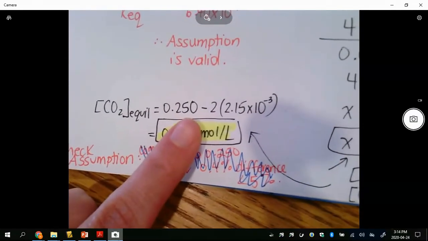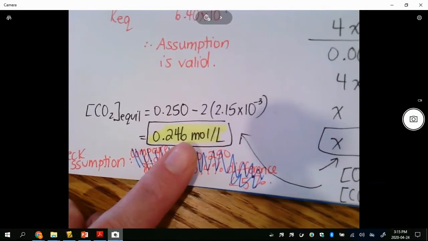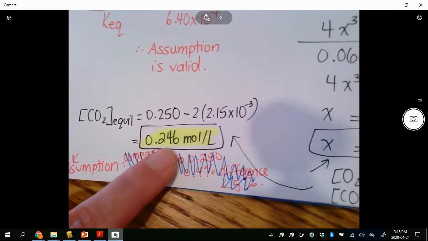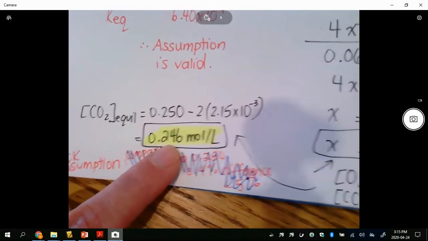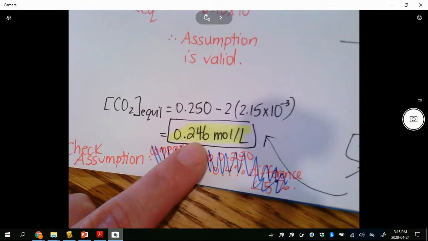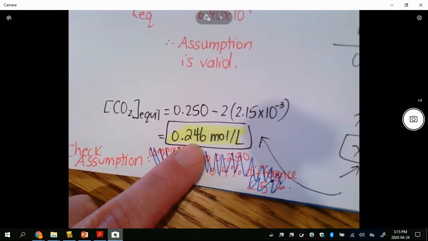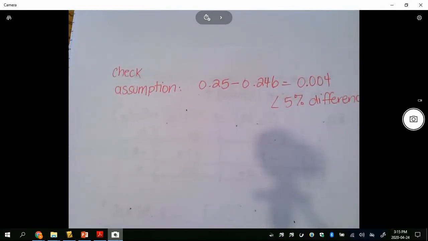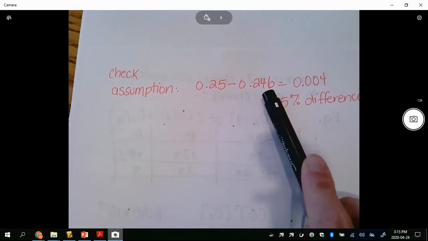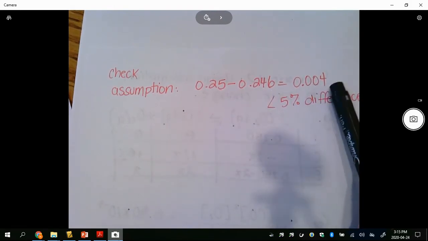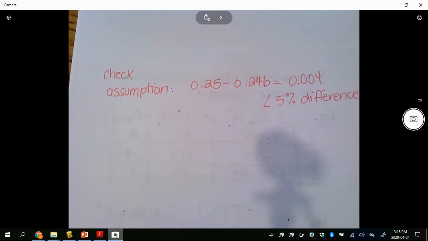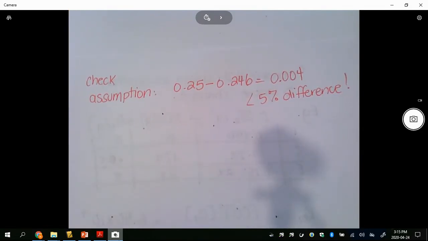So we're going to see, did it actually go down a little bit? And you can see there's a very little difference between 0.250 at initial and the equilibrium concentration. So we're going to check our assumption and make sure it's less than 5% of a difference. Okay, so I'm going to flip the page here. So to check the assumption, I'm going to take 0.25, subtract 0.246, and I get 0.004. And if you divide that by your initial, you get a very small percentage, which is less than 5% difference. Okay, so therefore our assumption is valid.